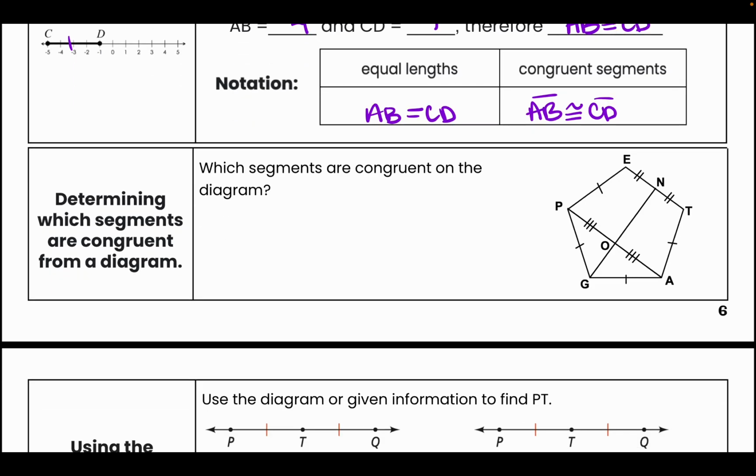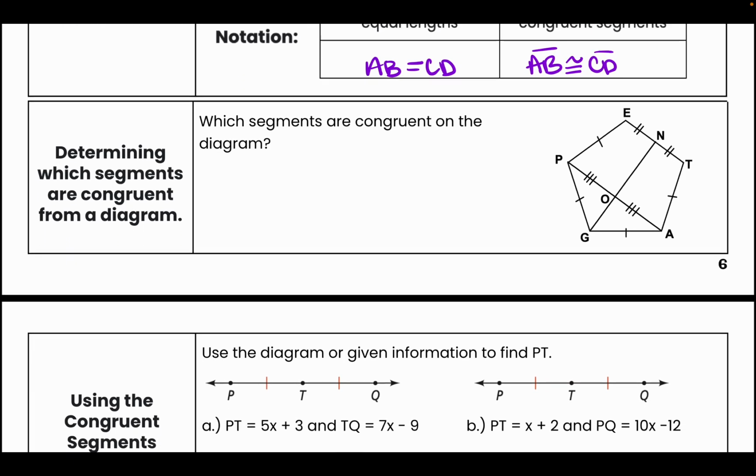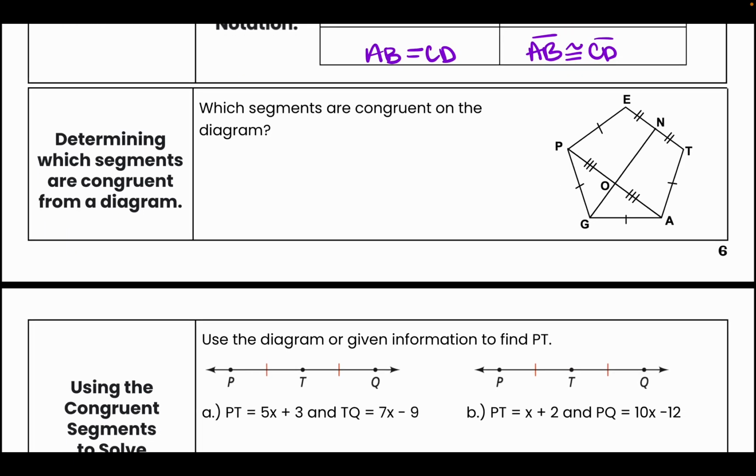Okay, determining which segments are congruent from a diagram. So, looking at this diagram, we need to look for matching tick marks. So, let's look for all the segments that have 1 tick mark. We have PE, PG, GA, and AT. Those all have 1 tick mark. So we have PG is congruent to AG, and that's congruent to PE, and that's congruent to AT. So all of those segments are congruent.